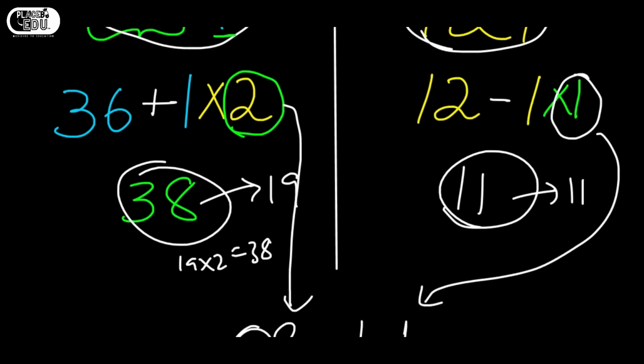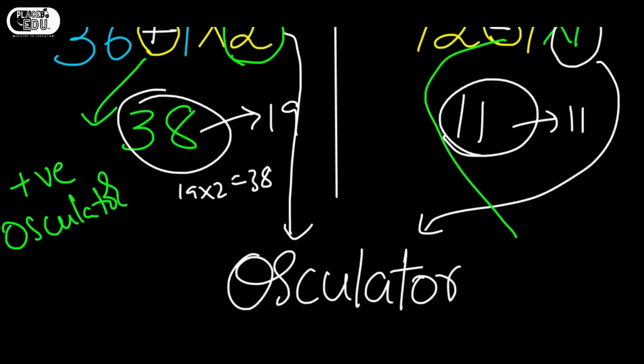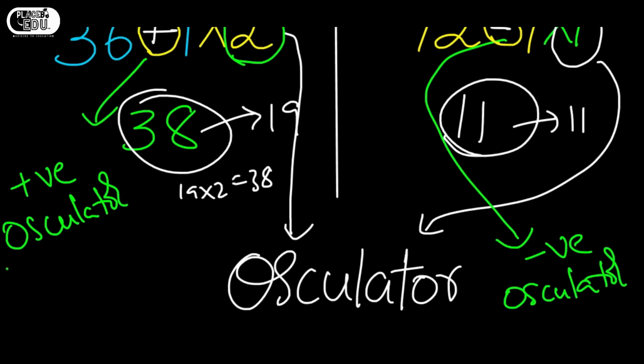What are the types of oscillators? For discussing the types, observe that here I added the product to the remaining digits. Here I subtracted the product from the remaining digits. Based upon that, the oscillators are divided into positive oscillators, and here it is said to be a negative oscillator. What all come into positive oscillators and what all come into negative oscillators? Let us discuss.